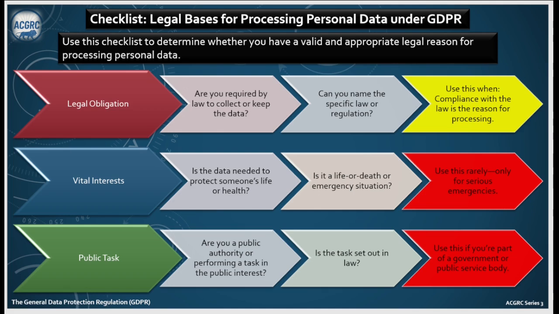Next, if it is about public task, ask the question, are you a public authority or performing a task in the public interest? Or is the task set out in law? Use this if you are part of a government or public service body. Hence, most of the private sector is out of this specific legal basis. Having said that, if you as a risk manager, management team, controls team, or audit team find there are legal bases referencing this, it's time to investigate why, what is the basis of it. Is it a miscategory or a misuse? Correct it immediately if you find it. But these are red flags, vital interest and public task in private organizations. Even in the public sector, this should be carefully used. Hence, be conscious when you see these categories coming in.